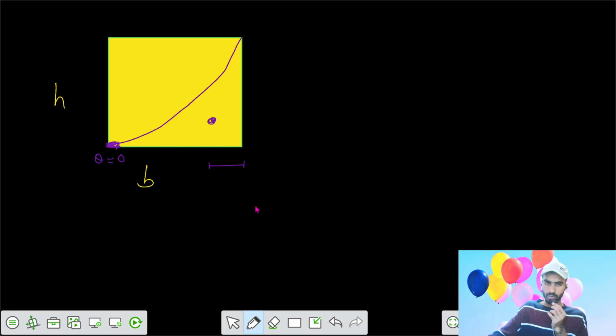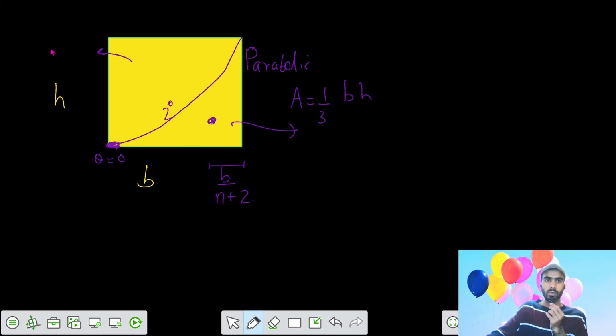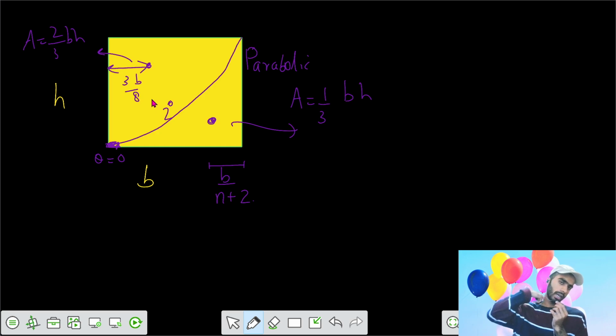That equals b by n plus 2, say the variation is 2 degree parabolic. If it's parabolic, the area for this part would be one third of total bh, and the area for this part would be two thirds of bh, such that the overall value becomes the area of the rectangle, bh. And the centroid for this part would be at 3b by 8 from the side that's closer to the centroid.